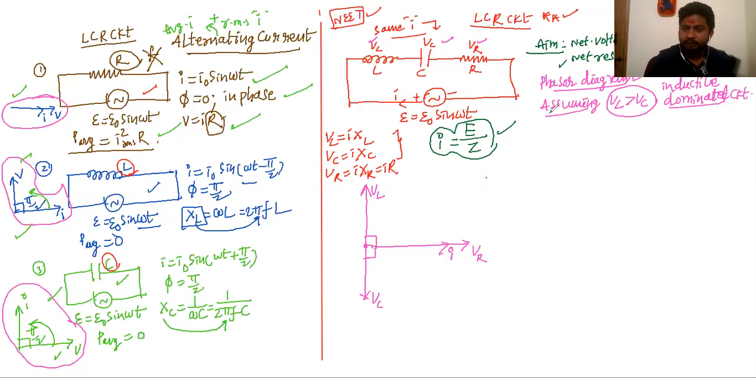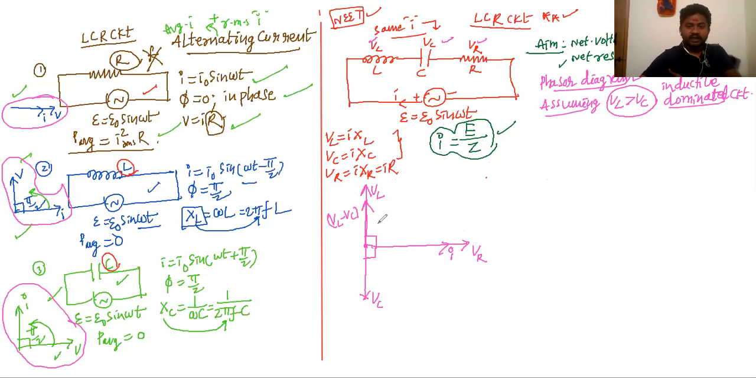So in this case, what happens? VL is here, VC is here. Which is greater? VL is greater than VC. If you consider this is the vector and this is the vector, what happens to the net vector here? The net vector will be lying in the direction of VL. So that's the direction of VL minus VC. All right. So this is VR.